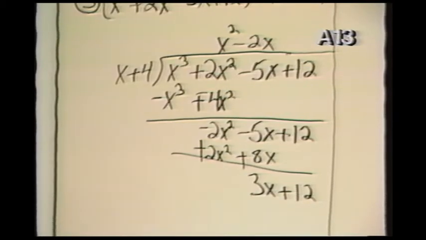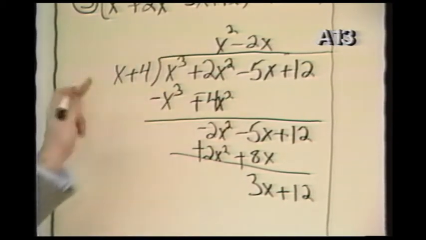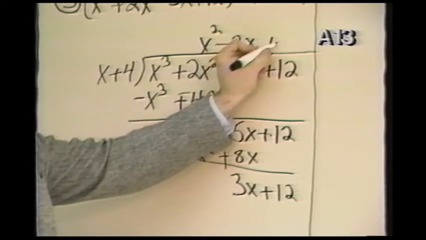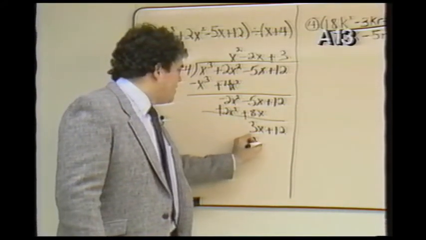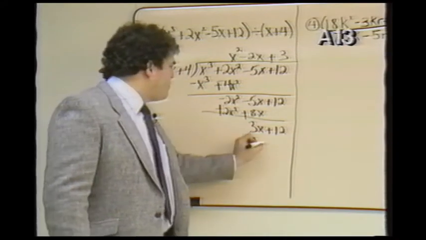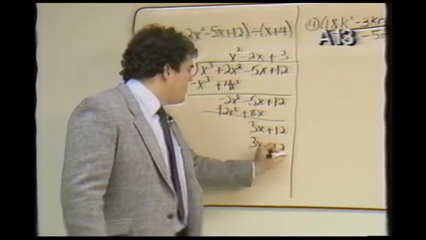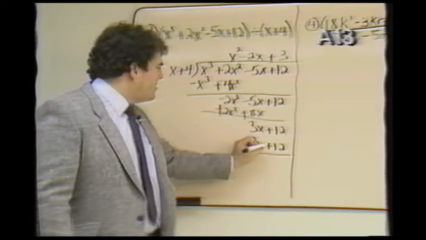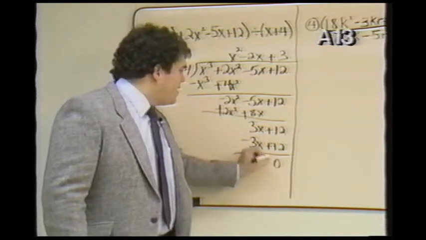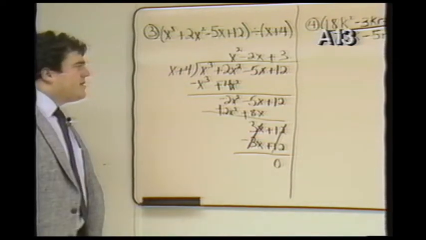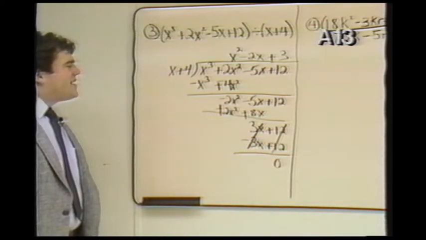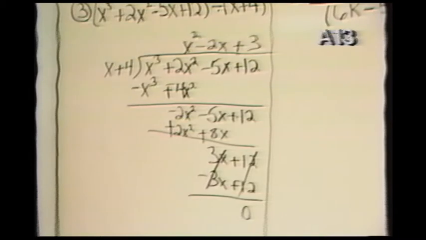Match the first term by multiplying. What times x is 3x? 3. 3 times x is 3x, and 3 times 4 is 12. We draw the line, change the sign, add, and everything cancels out here. So x cubed plus 2x squared minus 5x plus 12 divided by x plus 4 equals x squared minus 2x plus 3.